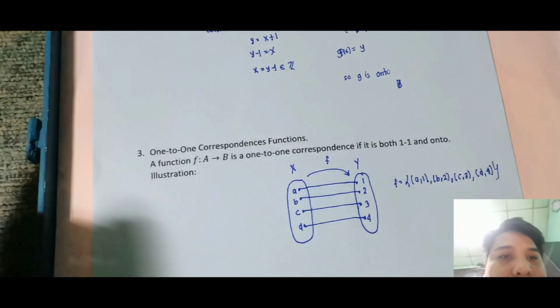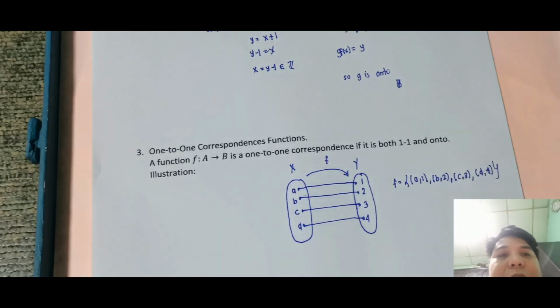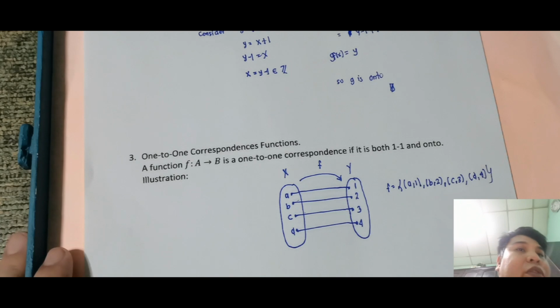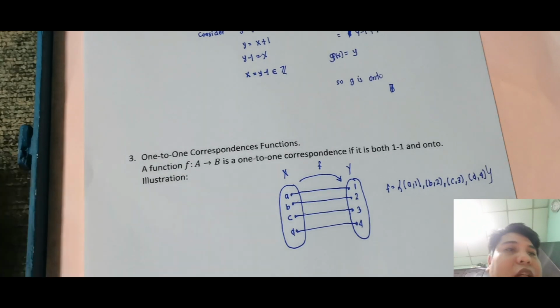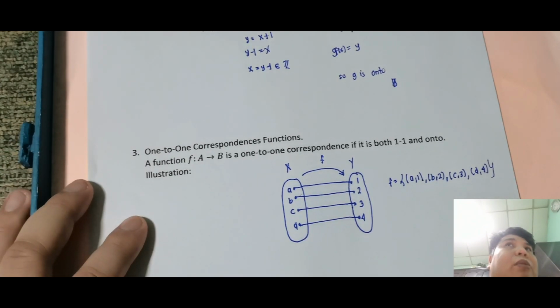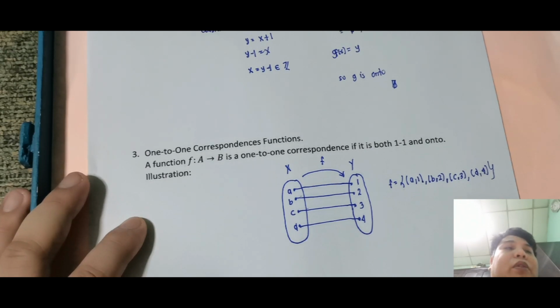Okay, so function yan. Bakit? Yung domain ng F natin is A, B, C, D. Tapos wala nang A, something, wala nang B, something, wala nang C, something, wala nang D, something. So ito ay perfect example ng one-to-one correspondence function. Okay? So ito yung ating illustration. Tandaan mo ha, dapat siya ay sabay one-to-one and onto. So unang test is for one-to-one, pangalawang test is for onto.